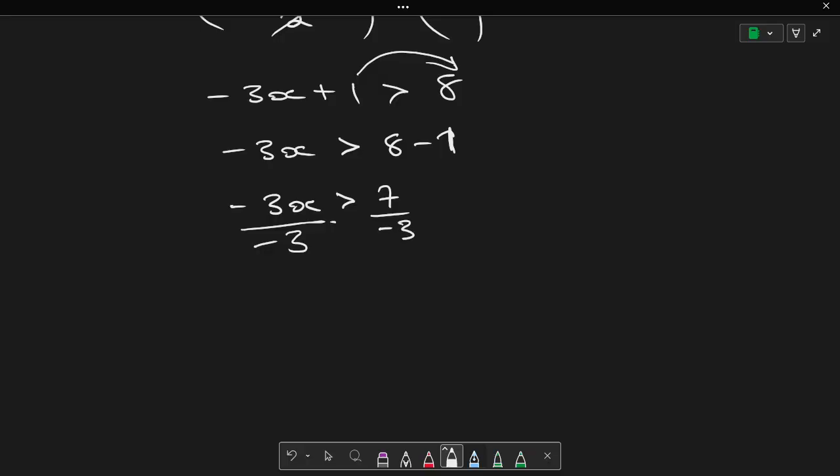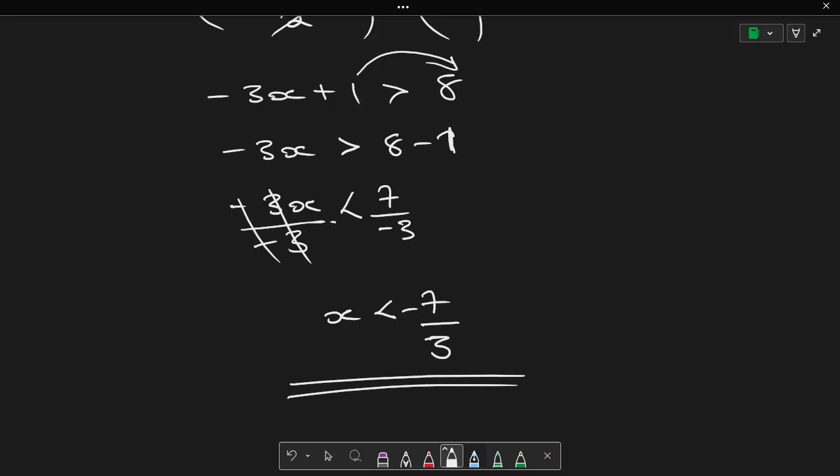So we are going to divide by negative 3 on both sides. The negatives will cancel, and since we have turned the negative into a positive, the sign is going to change. It's going to go like that. The answer that you're going to get will be x less than negative 7 over 3 as your final answer.